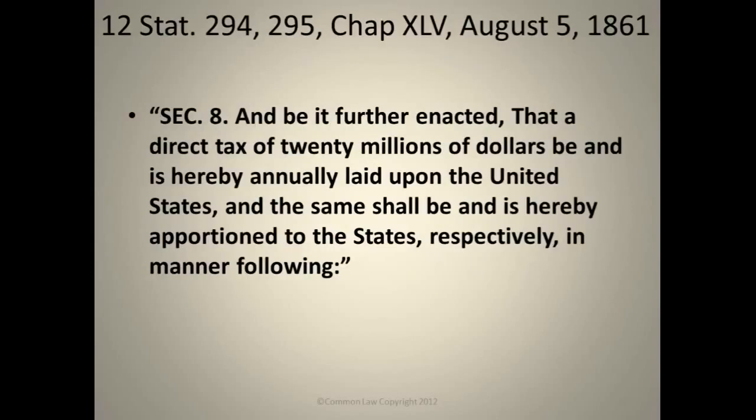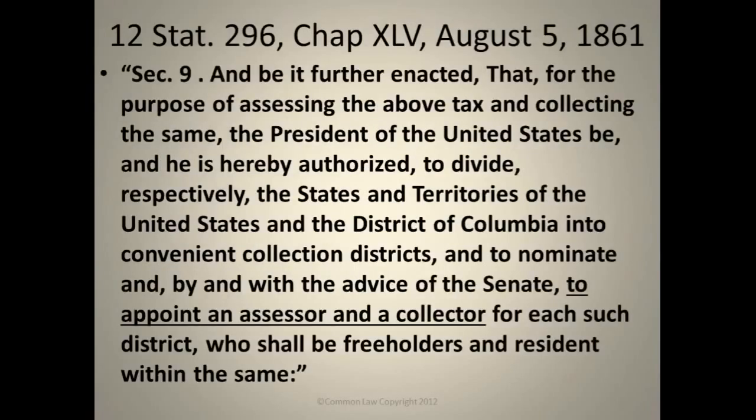Section 8, it says that a direct tax of $20 million be and is hereby annually laid upon the United States, and the same shall be and is hereby apportioned to the states respectively in the manner following. Section 9, I'm not going to read the whole thing. It says that they're going to appoint an assessor and a collector for each district. Okay, the President of the United States is hereby authorized to divide respectively the states and territories of the United States and the District of Columbia into convenient collection districts, and to appoint an assessor and a collector for each district.